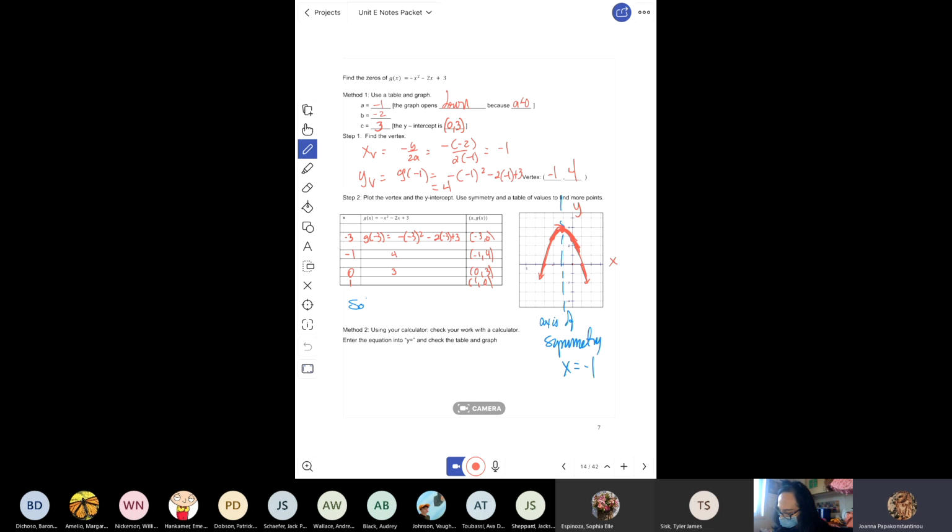So what are my solutions? My zeros? X equals what? What are my solutions? Yes. And again, you should be able to put the equation in the calculator, and you should be able to verify your graph. You should be able to identify your vertex, your axis of symmetry, your x values for your solutions.